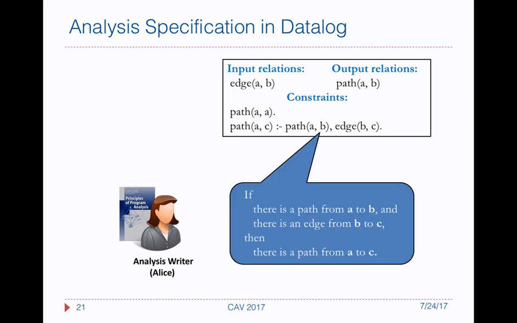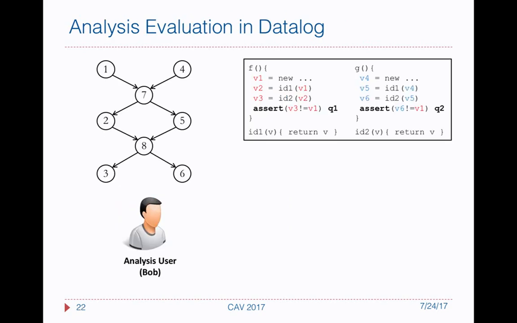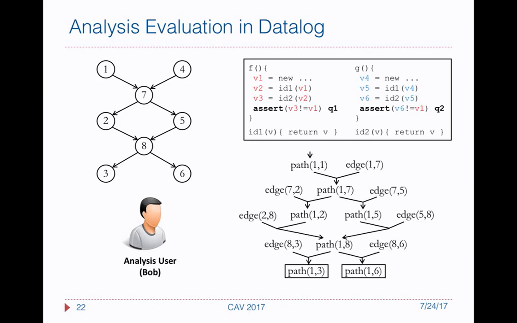Now, the analysis writer might actually express this particular graph reachability problem using the same example I showed earlier in Datalog, using just these two rules. Now, let's see what happens when a user runs this analysis. Okay. So we start out with basic facts, such as that there's a path from node 1 to itself, and then we keep applying these rules until we cannot derive any more tuples, and we have computed the least fixed point of these constraints.